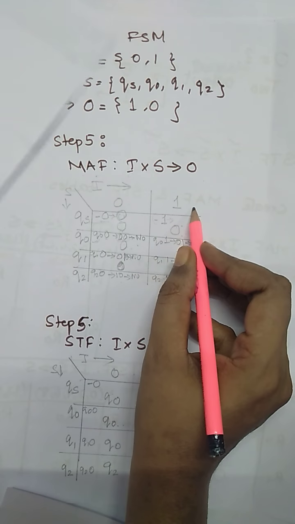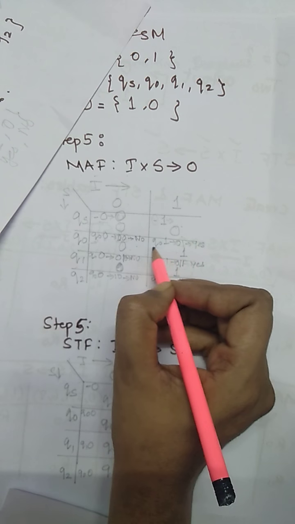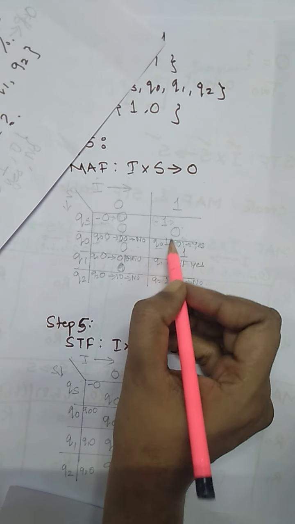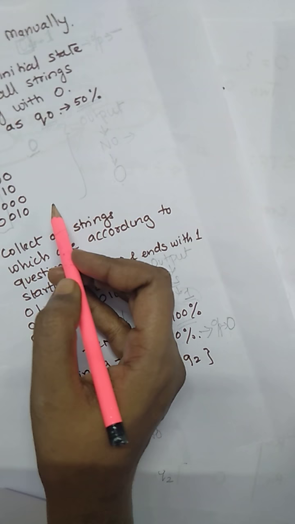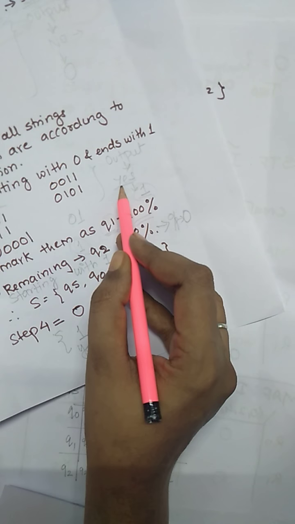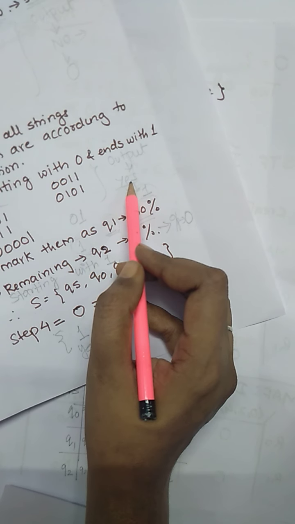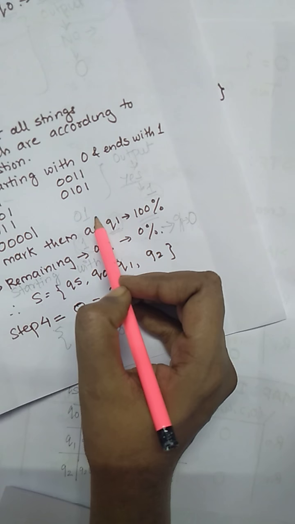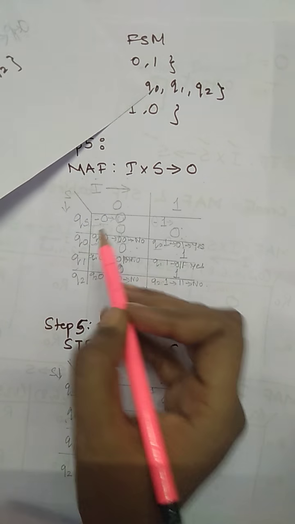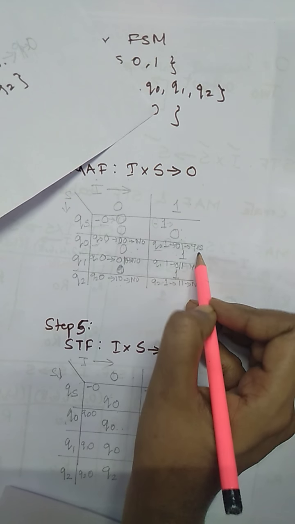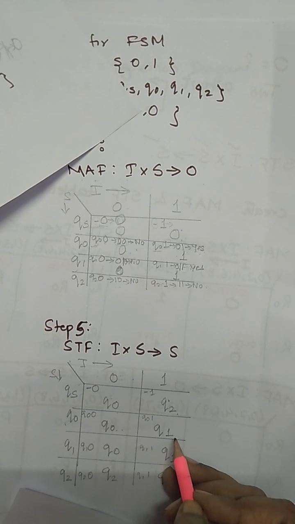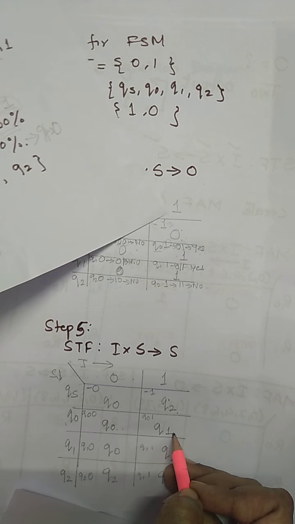Now Q0 on 1. Q0 represents 0, so Q0 with the next bit as 1 gives 01. Is this according to the question? Yes, it is according to the question, so the output will be yes, represented by 1. What state represents this 01 state? The 01 state is represented by Q1. So in the machine function, Q0 on 1 gives output yes, which is 1, and similarly in the state function, Q0 on 1 goes to the Q1 state.